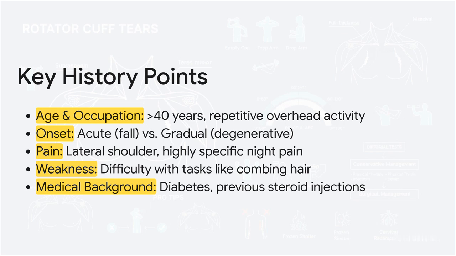Then you must ask about functional weakness. Can they comb their hair? Can they reach up to a high shelf? And finally, always ask about their medical background. A history of diabetes or previous steroid injections is very, very relevant.